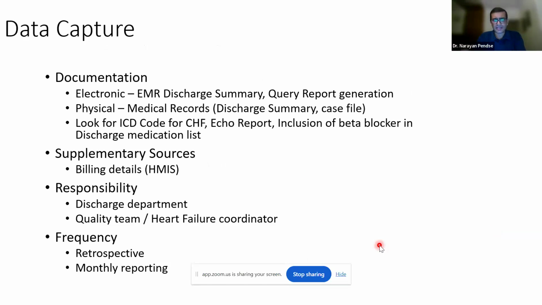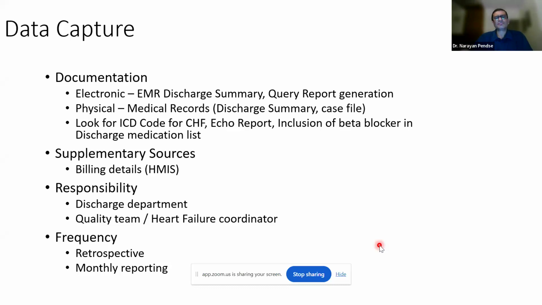Where do you capture this data? This data has to come from the discharge summary, because the indicator requires that beta blockers be prescribed at the time of discharge. So you need to check the discharge summary. The discharge summary in your hospital could be an EMR or HIS generated summary, or it could be a physical case record, in which case you may need to audit the case files and the discharge summaries.